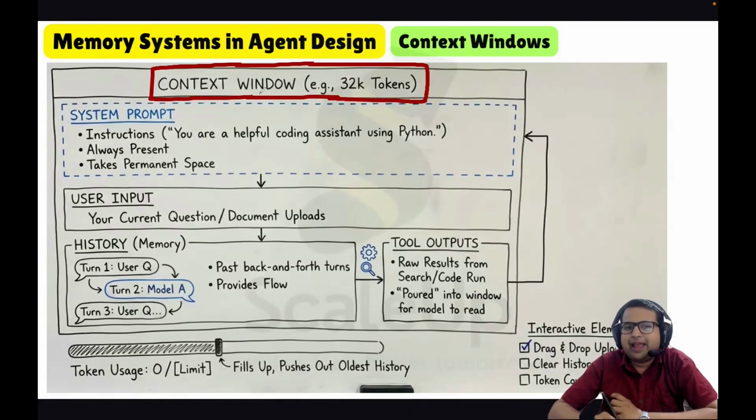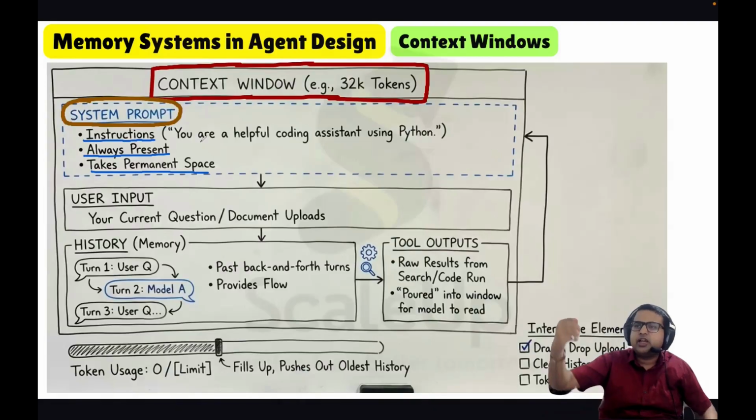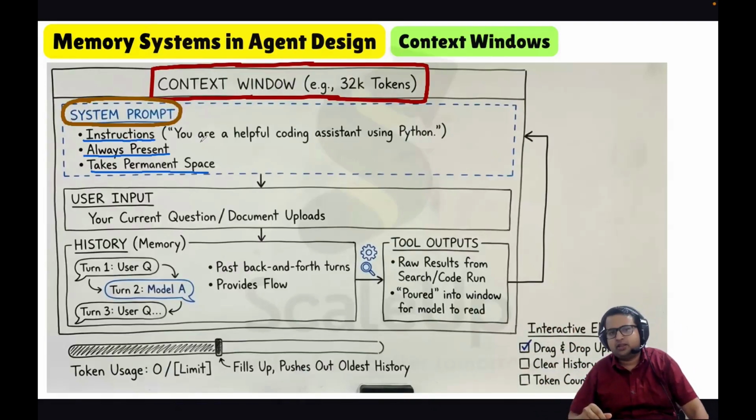Now, what exactly might the context window contain? So, the context window holds the system prompt. And what are system prompts? System prompts are basically the instructions. System prompts are always present in the context window. They take the permanent space. System prompts are basically the instructions given to the large language model to behave in a certain way.